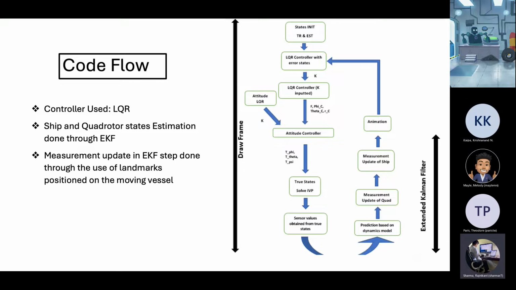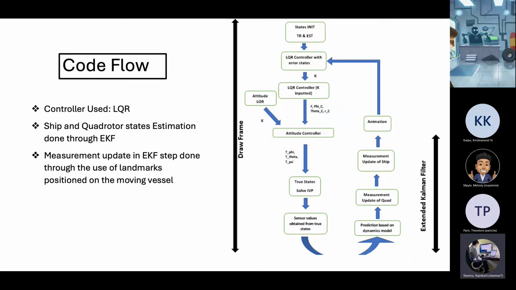On the left, we're getting a gain from the attitude LQR. You saw the state space that was being used as an input into it, and from there we get a gain K. So F, phi c, theta c, r c, and gain K are inputted into the attitude controller, from where we get the torques to maneuver the quadrotor towards the ship: tau phi, tau theta, tau psi. Now that we've got our true states from the software, we add noise to them and render them as sensor values.